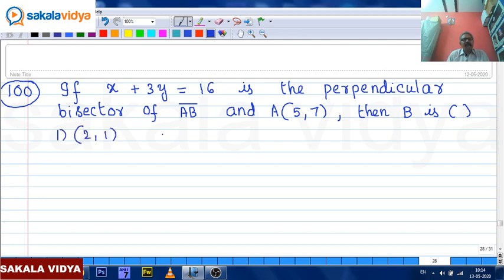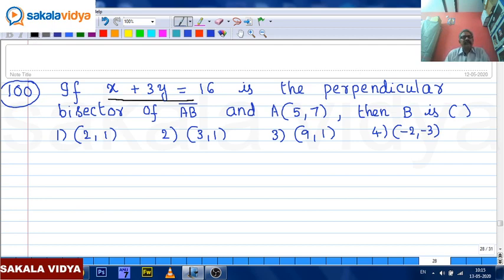First option is 2 comma 1, second option is 3 comma 1, third option is 9 comma 1, fourth option is minus 2 comma minus 3. Okay. x plus 3y equals 16 is the perpendicular bisector of AB, with A as 5 comma 7. Then we need to find B.